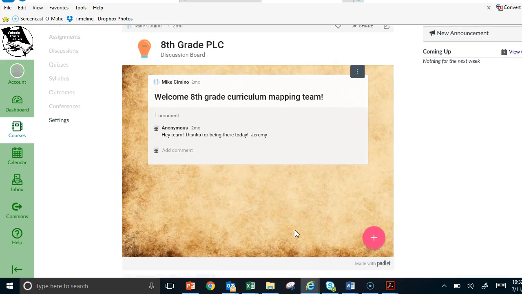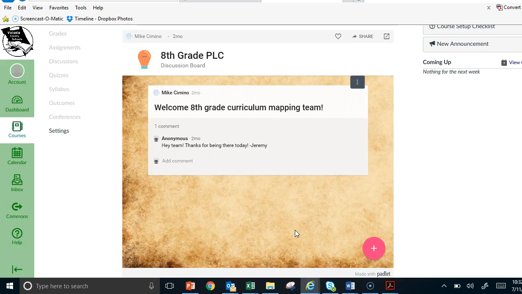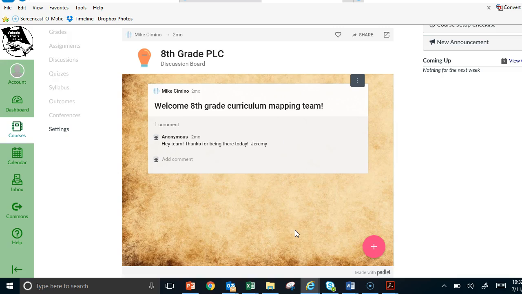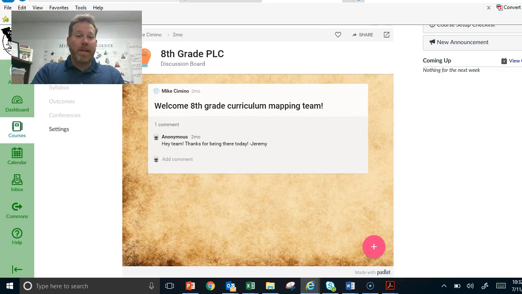So the 8th grade ePLC, they all start off with a discussion board. This is a Padlet, and it's on there right now. Is it something we'll keep forever? I'm not 100% sure, but all these things we will do with feedback. But right now, it's a great place just to talk.